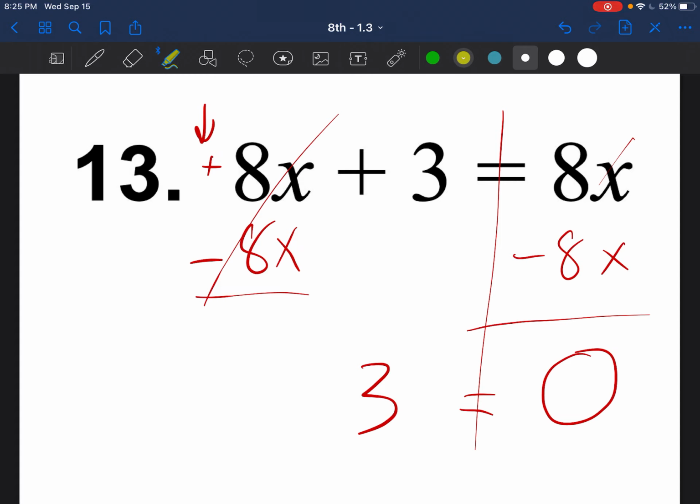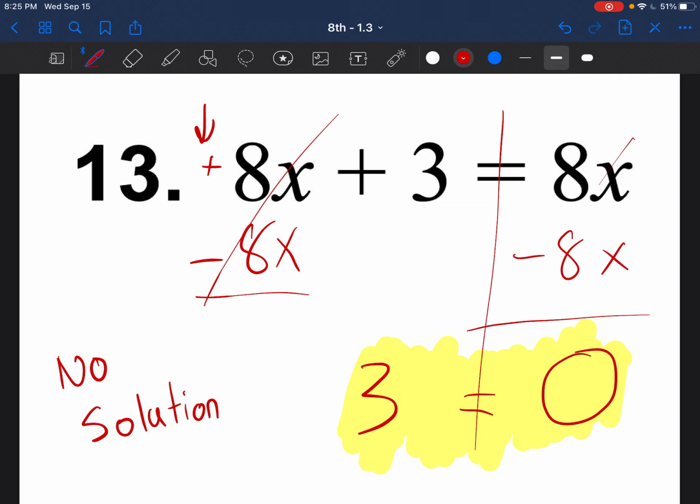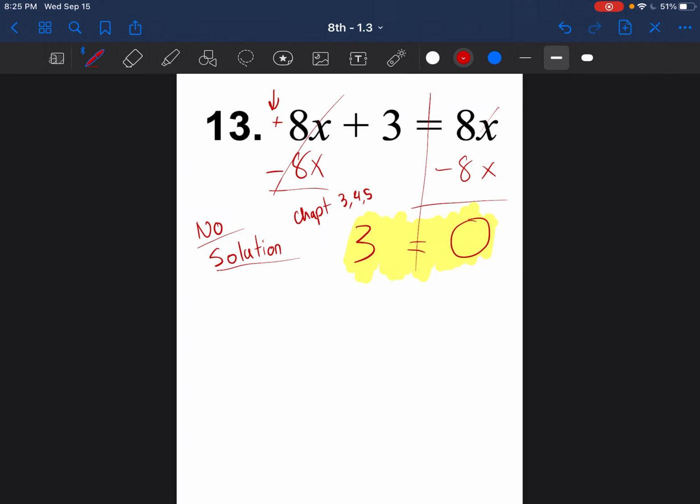And now here's your question, guys. Can 3 equal 0? Like, is that a possible answer? Can 0 equal 3 or 3 equal 0? No, it cannot. Which means this question has no solution. And a lot of this is going to make sense when we start chapter 3, 4, and 5. No solution. There's going to be some questions that don't have a solution. All right, let's try another one.